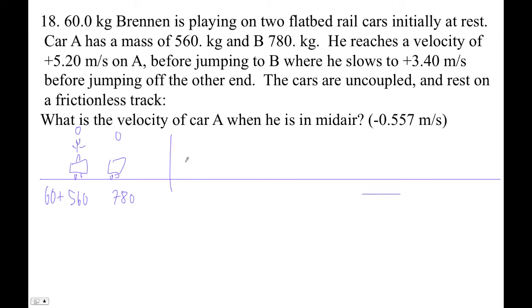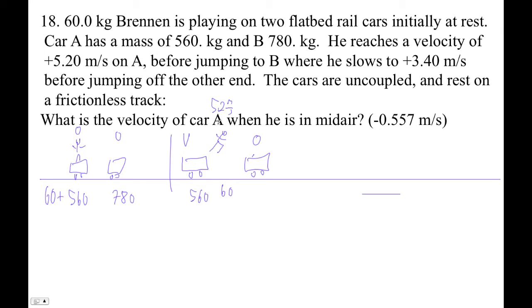Then in the next picture, he runs, and in the next frame, I'm going to show him between these carts, right? Okay. So this is 560, and this is moving at some velocity. He's going 5.2 meters per second, and he's 60 kilograms, and here's that other cart, right? And this cart's not moving because he hasn't touched it yet, right? He's run off of this cart. This will be going backwards. He's going forward, right?